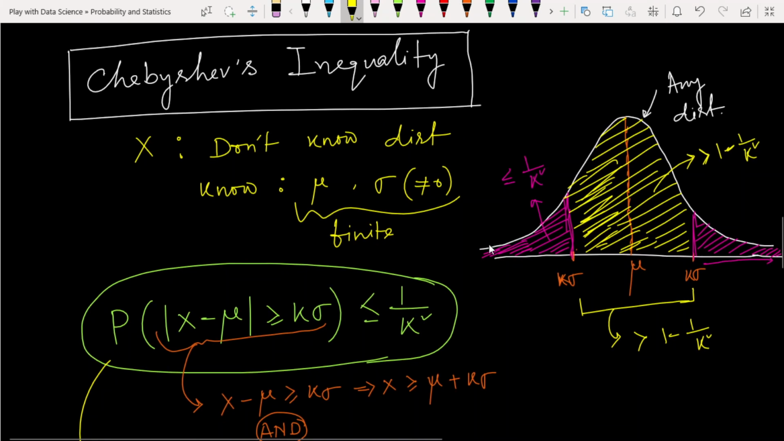If you are interested in proving it mathematically, I suggest you read the Wikipedia article, where it is discussed step by step. To prove this theorem we need to know the Markov inequality, but that is not the actual motto of this series of lectures. Our main motto is to understand how this is applied in the real world.